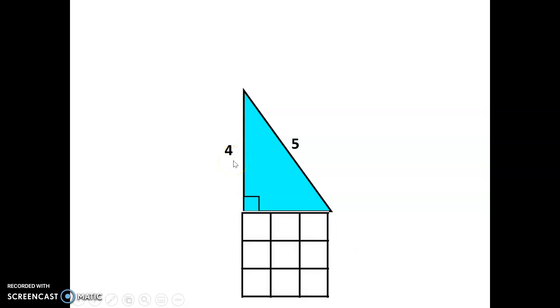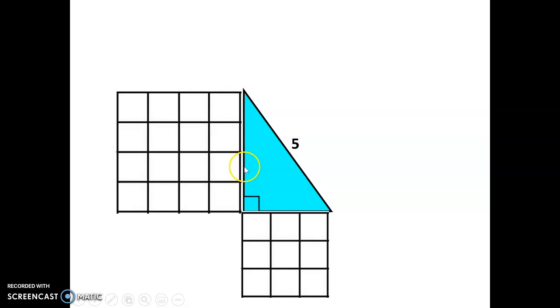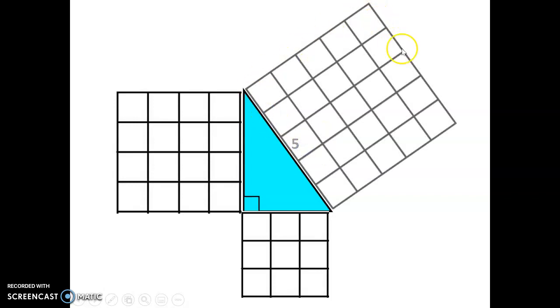4 squared. Well, we know 4 squared is 16, but let's visualize that. 4 squared means a 4 by 4 square, right? And that has an area of 16 blocks there. And the Pythagorean theorem tells us that this leg squared plus this leg squared equals the hypotenuse squared. Well, what is 5 squared? Here's our big 5 squared, 5 by 5, 25 squares in there. So, does 9 plus 16 really make 25? Of course, numerically, but visually, does it?